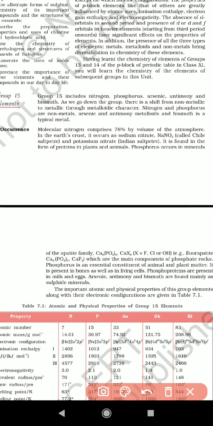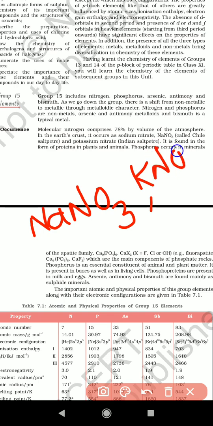In the earth's crust, it occurs as sodium nitrate, NaNO3, and another name for this is Chile saltpeter. And potassium nitrate, KNO3, another name for which is Indian saltpeter.